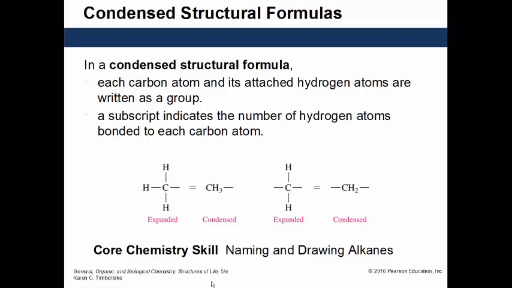C, and there are 3 hydrogens: 1, 2, 3. Same thing here. CH2, 1 carbon and 2 hydrogens: 1, 2. And then the 2 bonds that are left to be formed by this carbon. And this carbon still has one bond left to be filled. Same thing, just 2 different ways to write it.